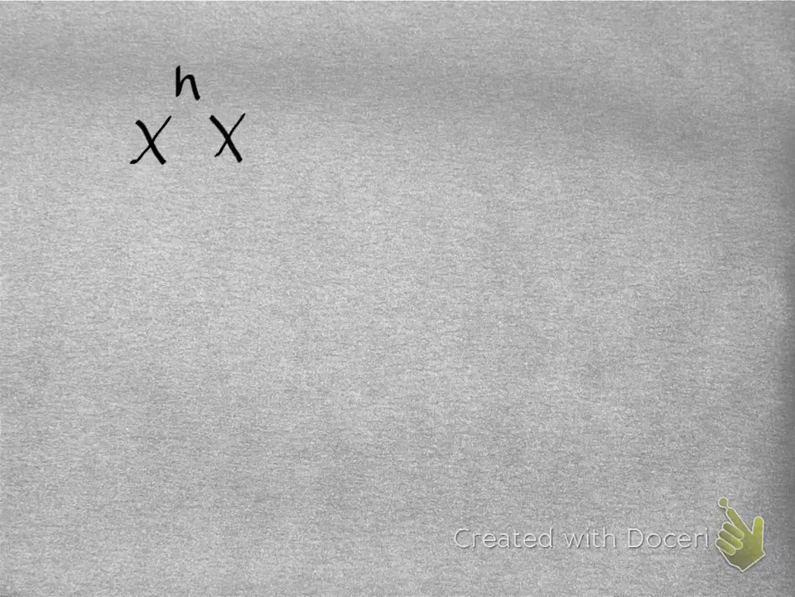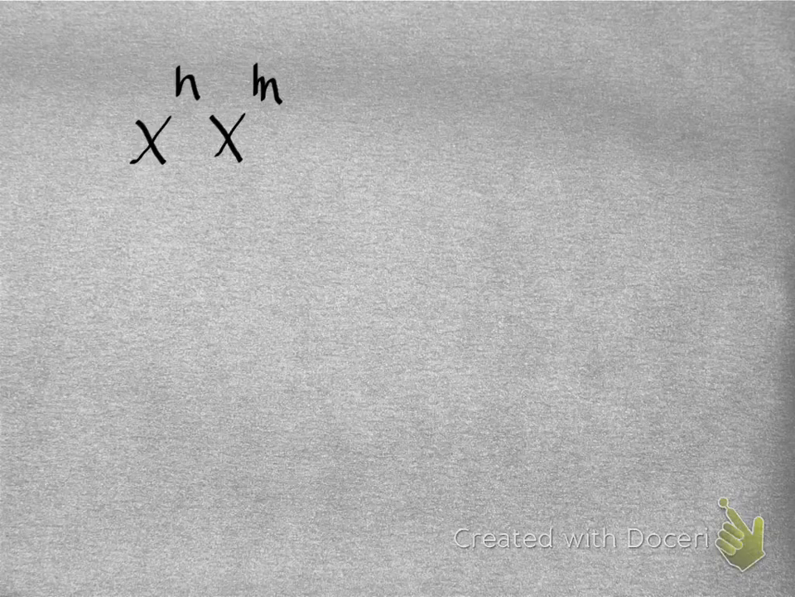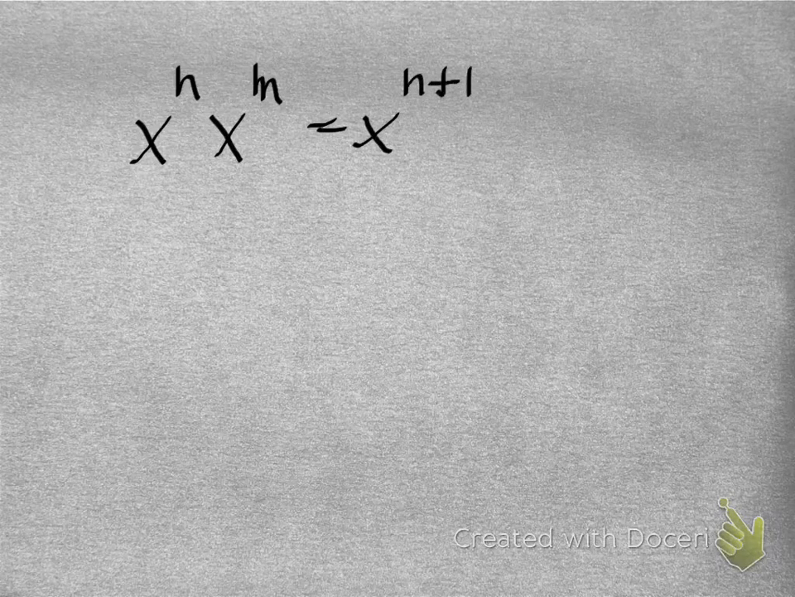Now let's actually make this into a rule. Suppose I have x to the n power. I don't know what that is, but it's just some random number. And let's say I multiply it times x to the m power. Another way to say that is I'm basically multiplying n x's. That's what the first one means. And I'm multiplying it by m x's. So that's going to be a total of x to the n plus m power.